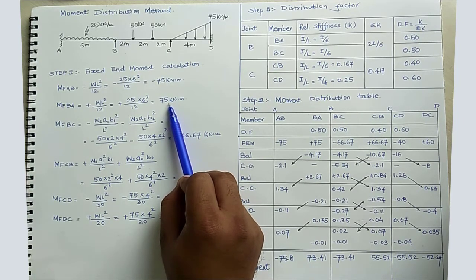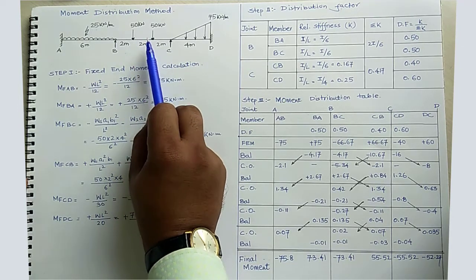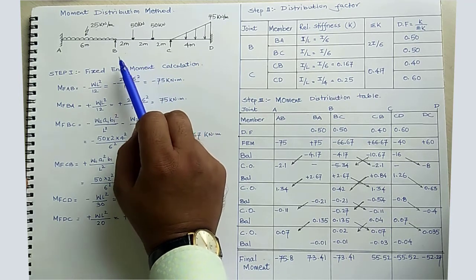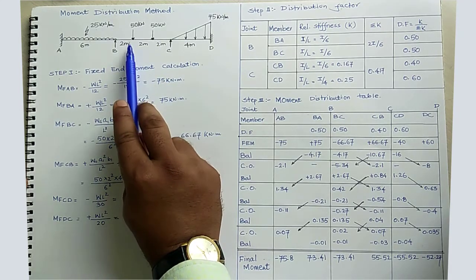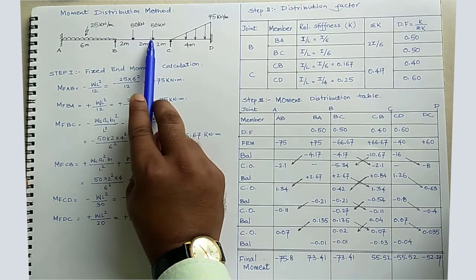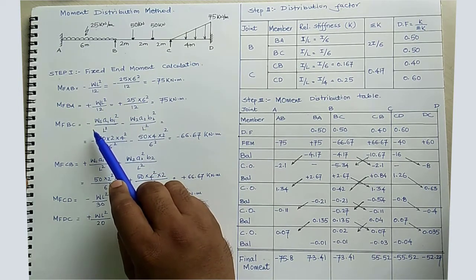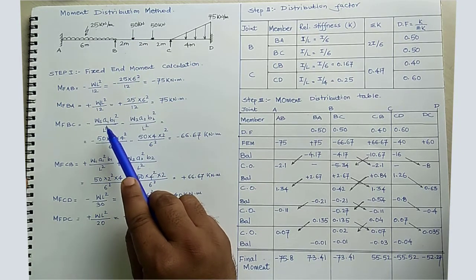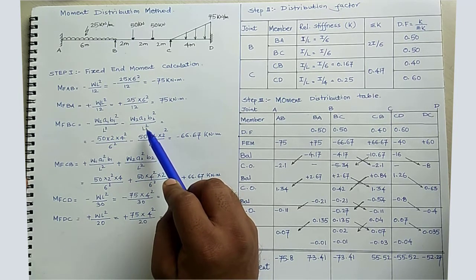Now similarly for span BC, as this BC span is subjected to two eccentric loads situated at an equal distance from B and C, the length of the span is 6 meters. So we have to consider these as individual loads and calculate the fixed moment like this. The equation is minus W1 A1 B1 square divided by L square minus W2 A2 B2 square divided by L square.